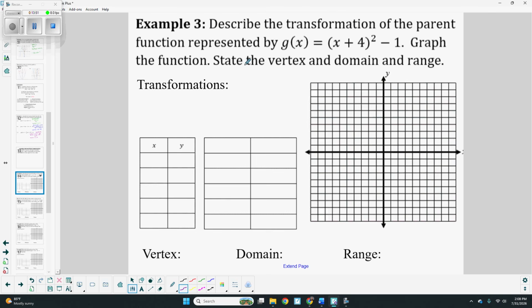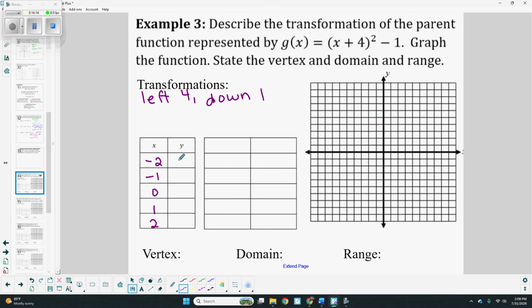So my transformations first, I had +4 inside, so that was left 4, and -1 outside, so down 1. My parent function, I'm not going to have any fractions. I'm not going to worry about that. I'm also just going to keep it -2, -1, 0, 1, 2 for everything here, but you are free to put different numbers in if you'd like.